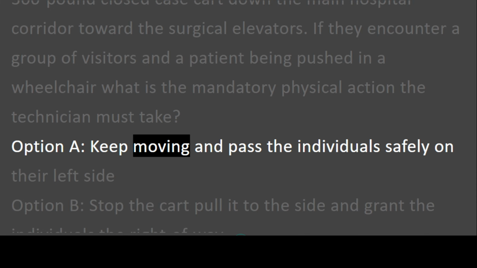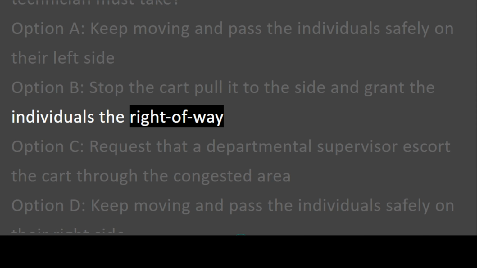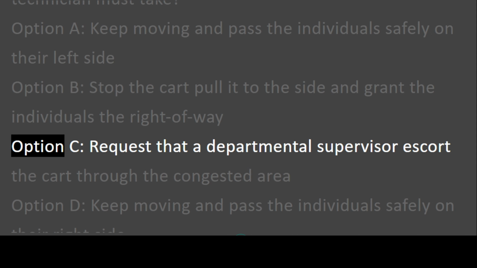Option A. Keep moving and pass the individuals safely on their left side. Option B. Stop the cart, pull it to the side, and grant the individuals the right of way. Option C.